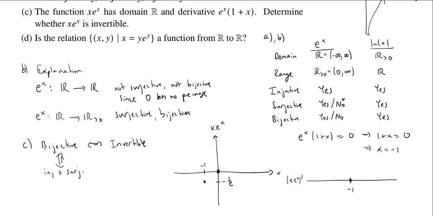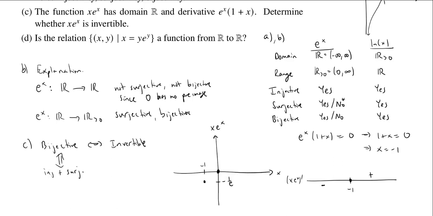And what happens when we put in things larger than -1? Like, I don't know, 1,000. 1,000 plus 1 is positive, times e to the 1,000, that's positive. So we get positive here. To the left, when x is negative 1,000, we're going to get a negative times, well, an exponential, which is always positive. So this is going to be negative.